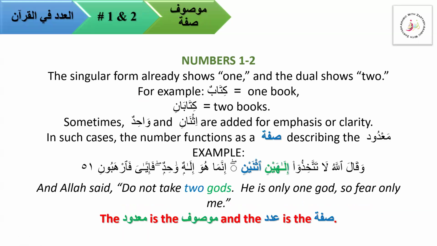The main thing that we are going to remember for numbers 1 and 2 is that they make a Mawsuf and Sifa fragment. Whenever we see the numbers 1 and 2, we know that the fragment they are making is a Mawsuf and Sifa fragment. The Madud is a Mawsuf and the Adad is a Sifa.